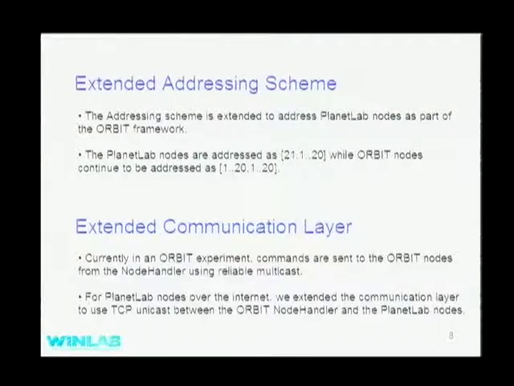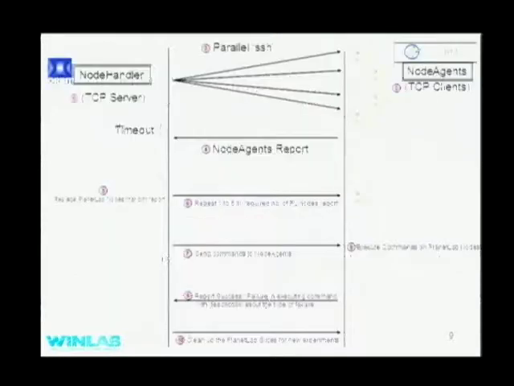So currently in an ORBIT experiment, the ORBIT node handler communicates with the ORBIT node agents using reliable multicast. However, we have modified the node handler to communicate with the PlanetLab node agents through TCP unicast. This is done because we cannot assume multicast support throughout the internet. So this is the detailed flowchart for the communication.